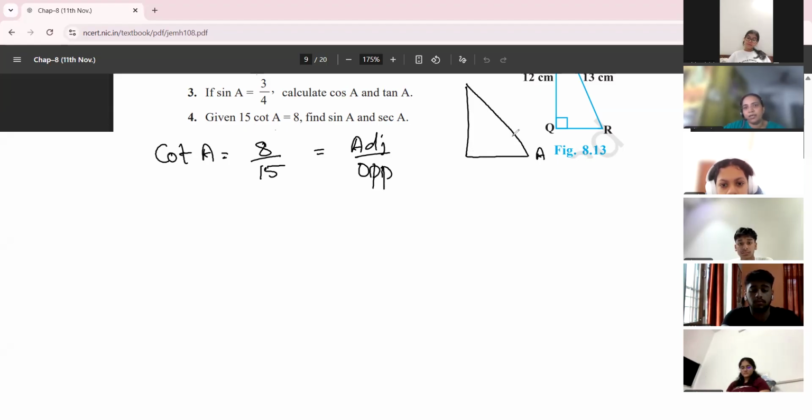A I am writing here. This is B and C in this triangle. Cot A is 8 by 15. I am considering it from this angle. This is adjacent by opposite. So this means this is 8x and opposite is this one, so this is 15x. Got it or not? So using Pythagoras theorem, we can find out the hypotenuse, right? Because sine is also divided by hypotenuse, hai na? So we need that hypotenuse there.